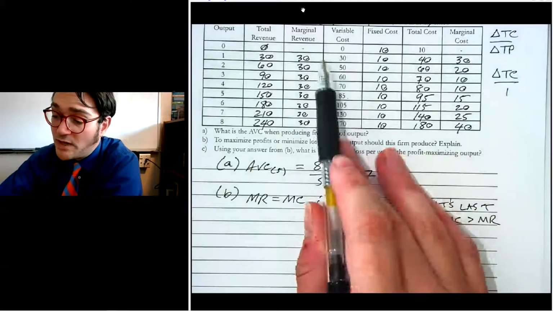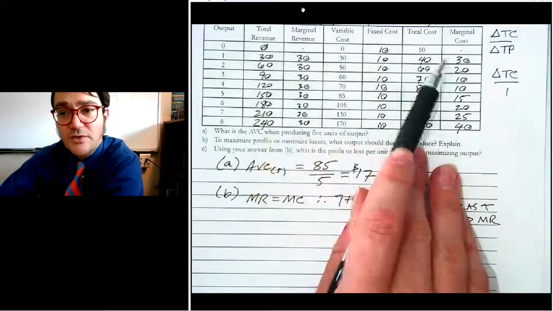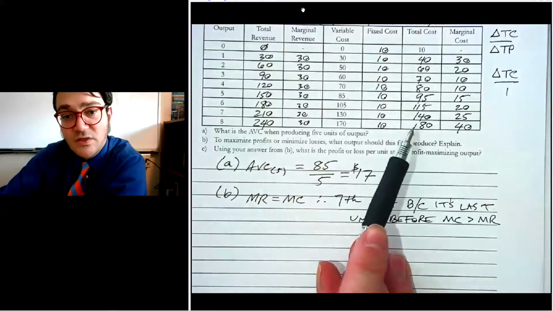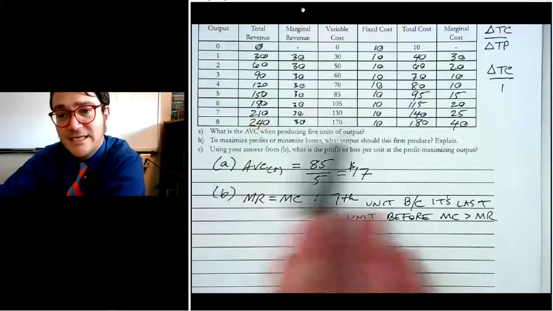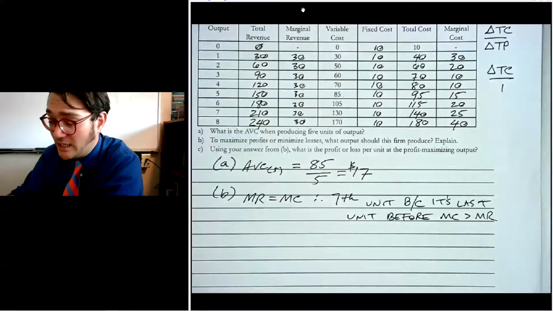And in fact, you can test that out if you really want to. You can see why it wouldn't make any sense to stop at the first unit, because the total revenue is only 30 there and the total cost is 40, so they'd be losing $10. But if they do the 7th unit, their total revenue is 210, their total cost is 140, so they have a $70 profit. That's the most they can make.